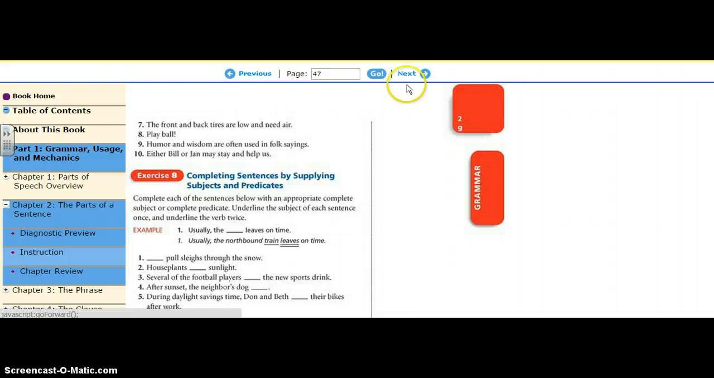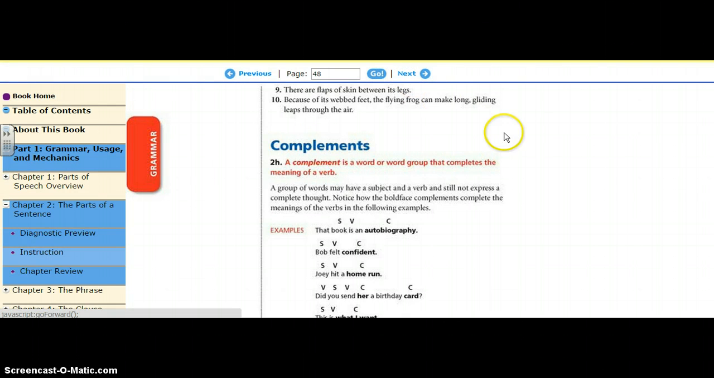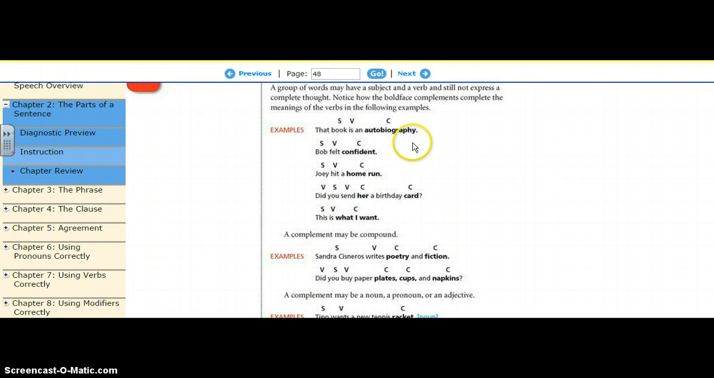We will skip number 8 and review B and move on to page 48 for complements. A complement is a word or word group that completes the meaning of a verb. A group of words may have a subject and a verb and still not express a complete thought. Notice how the bold-faced complements complete the meaning of the verbs in the following examples. That book is an autobiography. If we just left it at that book is, it makes no sense. We need a complement.